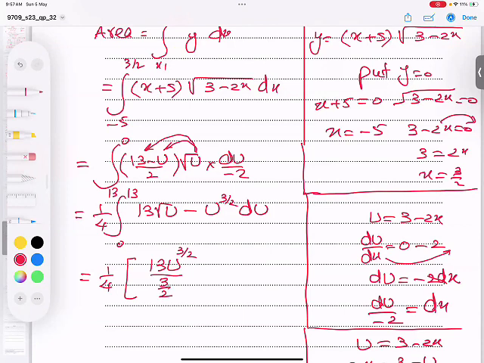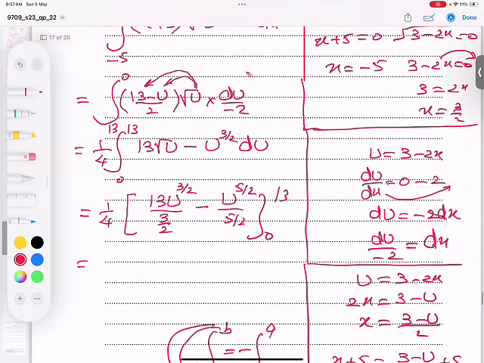And 3 by 2. Here, same story. Increase the power by 1: 5 by 2, and 5 by 2. And limit 0 to 13. So, students, it will go up. We get a third. We'll get here 26 over 2, over 3, sorry.